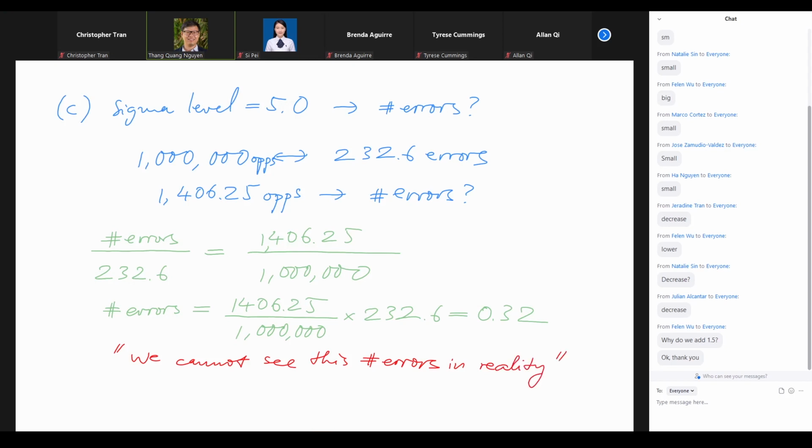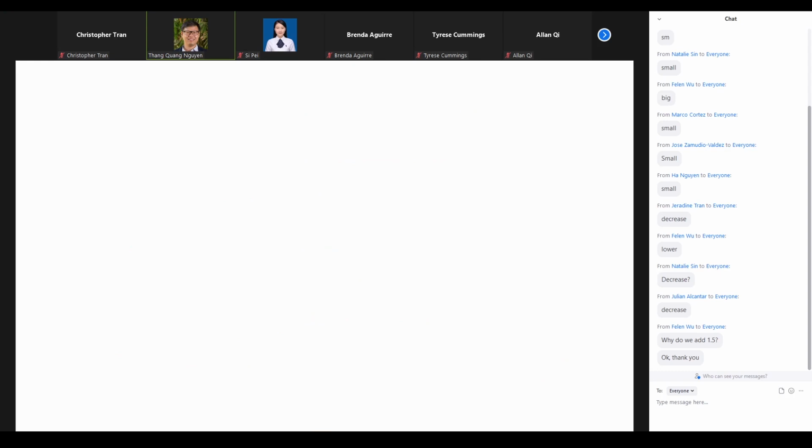The 0.32 here is just an average number, and it is smaller than 1, right? We never see an error that is smaller than 1. Either we only have 1 error or 2 errors or 3 errors, right? So, here's the thing. Part D is just a continuation of part C, and it goes as follows.